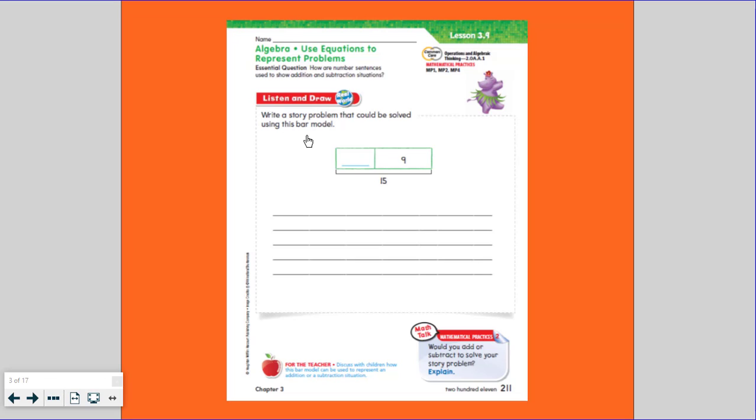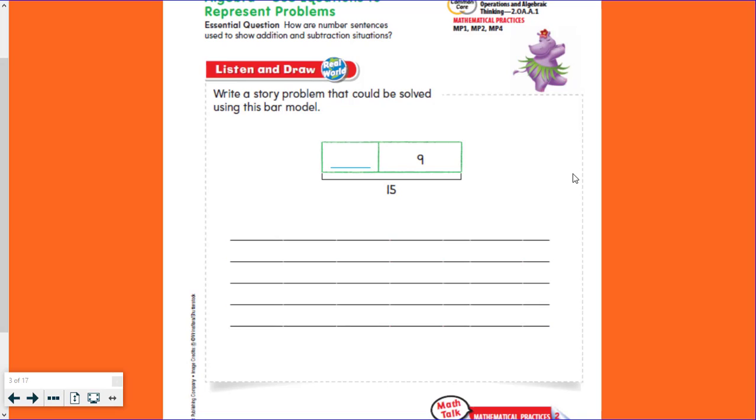And so for our listen and draw today, it says write a story problem that could be solved using this bar model. So I'm going to make my page bigger because I'm going to have to do some writing, right? So you're going to write a story problem, your own story problem, that could be solved using this bar model. Okay? So go ahead and do your story problem. Be sure to do things like so-and-so had blank, right? And then they gave away blank, right? How many do they have left? Something like that. So go ahead and pause your video, do your best on a story problem, and then when you unpause, I'll have mine ready as well.